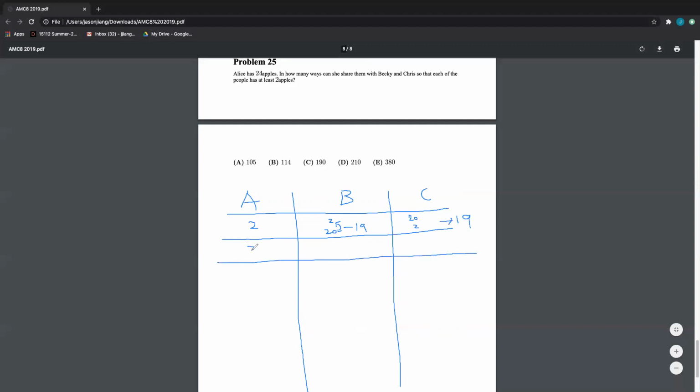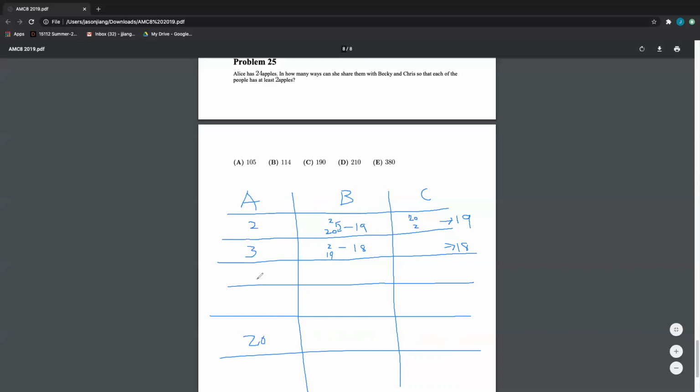Our second case is if Alice has 3 apples. In this case, Becky would be able to still have 2 apples, but only be able to go up to 19 because Alice has 1 more. And what this does is it leaves 1 less choice. And if we continue this pattern, we would eventually get to the point where Alice takes 20 apples. And then Becky and Chris would be forced to take 2 apples each, and that would mean just 1 possibility.